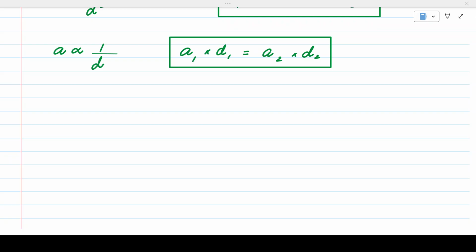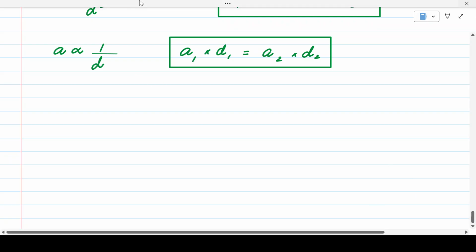After this one, we have, let me just open up this one. Polarization. Phase.